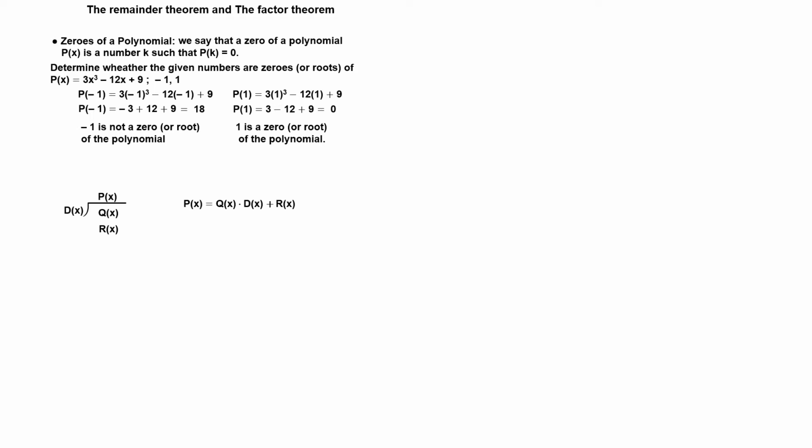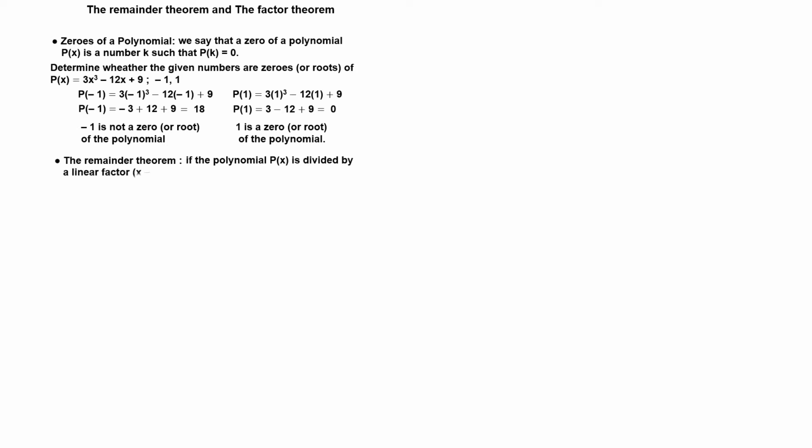When we divide a polynomial p of x by a linear factor x minus c, we can find the remainder quite easily by using the remainder theorem. The remainder theorem states that if the polynomial p of x is divided by a linear factor x minus c, then the remainder is the value p of c. We now should prove this theorem.